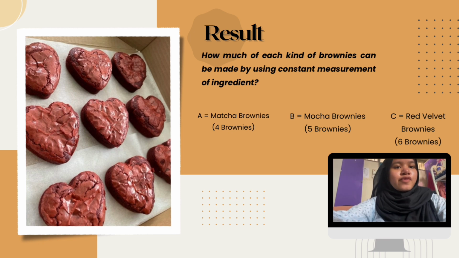So, from the methodology, this is how much of each kind of brownies can be made using the constant measurement of ingredients. A, which is matcha brownies, we got 4 brownies. B, mocha brownies, we got 5 brownies. And lastly, C, red velvet brownies, we got 6 brownies.